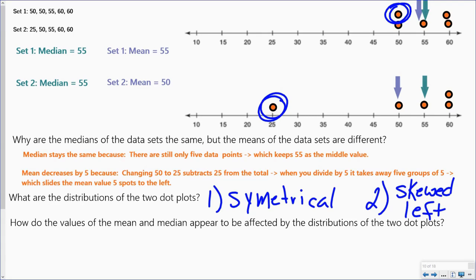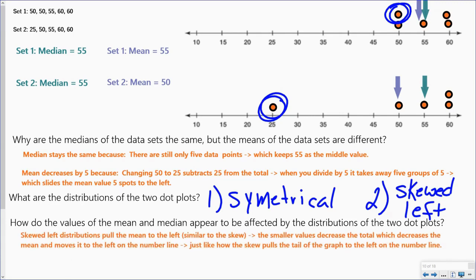So, how do the values of the mean and the median appear to be affected by the distributions of the two dot plots? Well, when it's skewed left, it pulls the mean to the left, similar to the skew. The smaller values decrease the total, which decreases the mean and moves it to the left of the number line, just how the skew pulls the tail of the graph to the left on the number line.